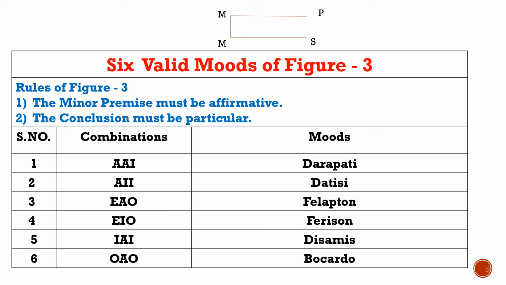AAI, it is called Darapti. AII, it is called Datisi. Third is EAO, it is called Felapton. Fourth is EIO, it is called Ferison. IAI, it is called Disamis. OAO, it is called Bocardo. So we get 6 valid moods of figure 3.